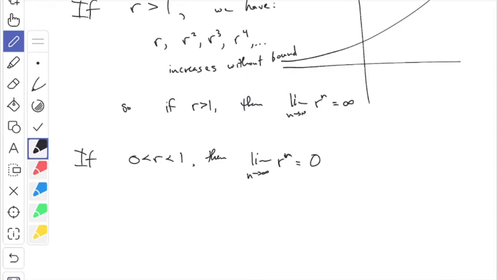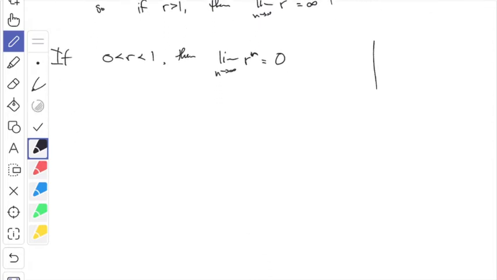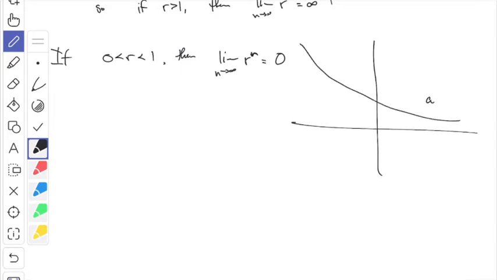We're talking about fractions multiplying by themselves over and over again. And they get smaller every time. They will go to 0. If you want to think of that as a continuous function, it would look like this. This is the graph of a to the x when a is between 0 and 1. Right? They look like that.